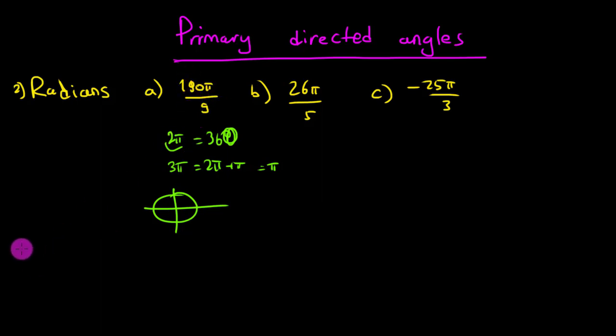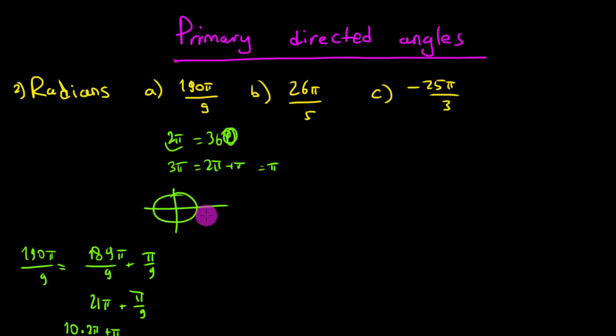Okay, 190 pi over 9. How do you split it? You can split it this way: 21 pi plus pi over 9. So 21 pi, what is it? It is 10 times 2 pi plus pi. As you see, it makes 10 revolutions, and then you have pi here, and then you have pi over 9. So try to always make this an even number.